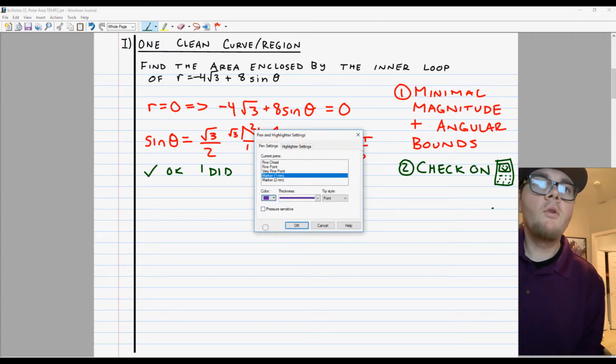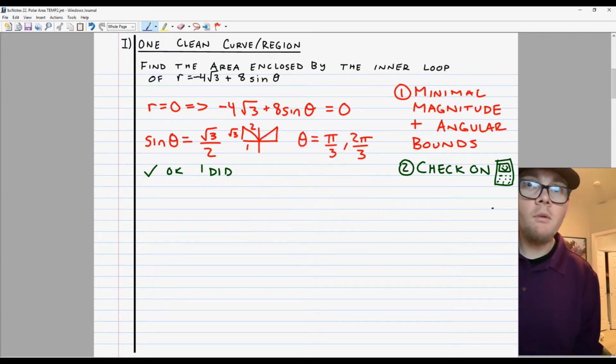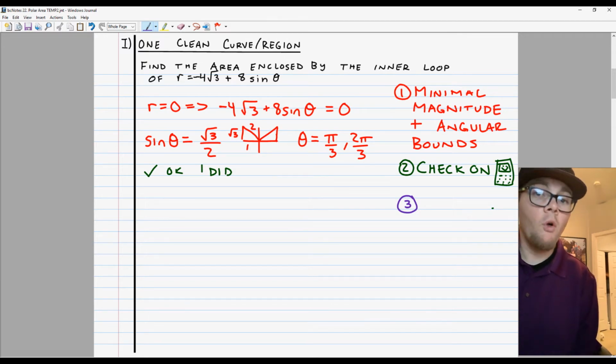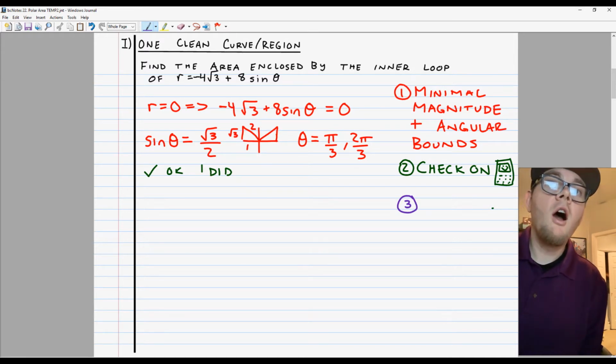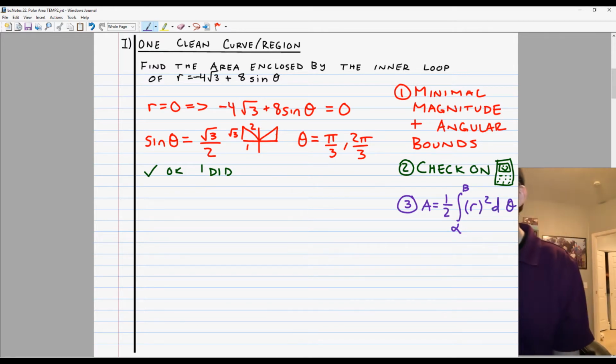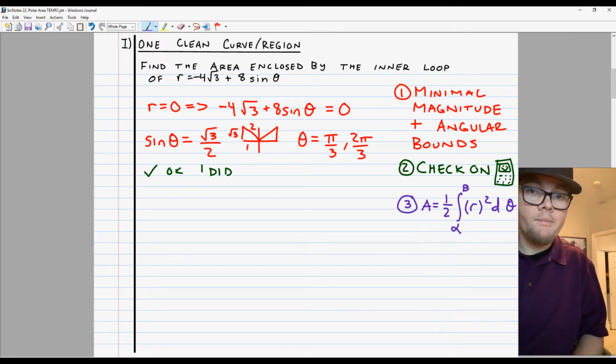So from there, the cool thing is, that was all the hard work. That was all the work that we had to do. All that's left is to actually use the formula we already had, taking advantage of the fact that we've already conceptualized the idea that area in polar is adding up a whole bunch of tiny little slices of pizza. And those tiny little slices of pizza are added up by taking 1/2 the integral from the first angle to the second angle of r squared d theta. So that's all we have to do, plug it into that formula.